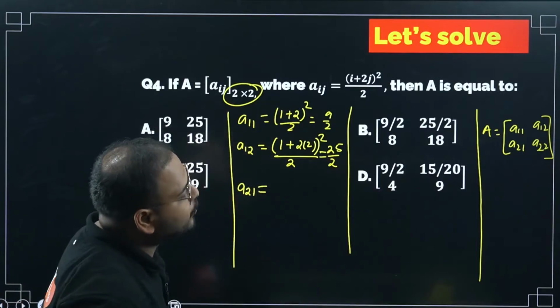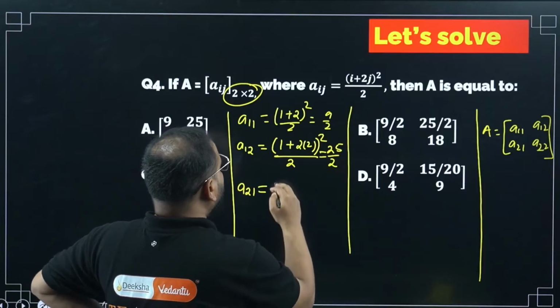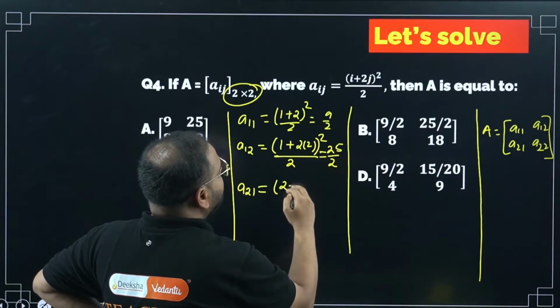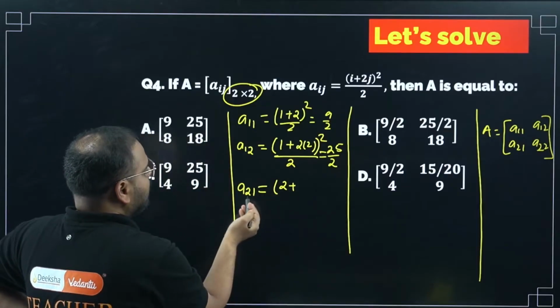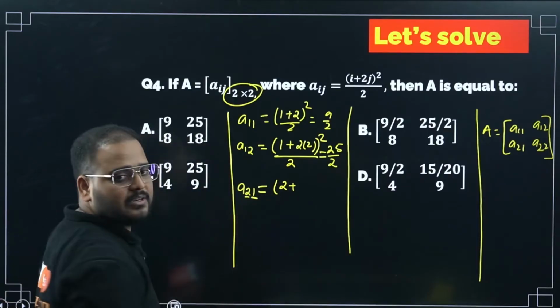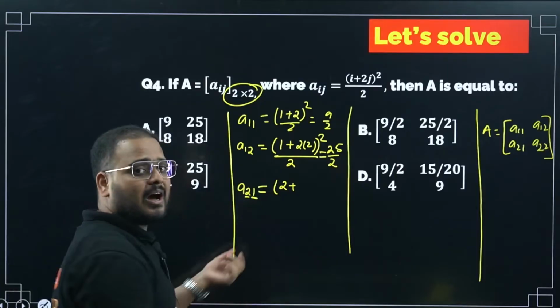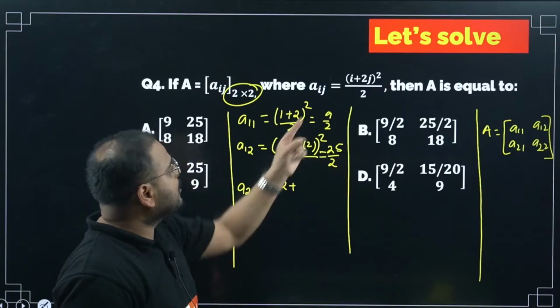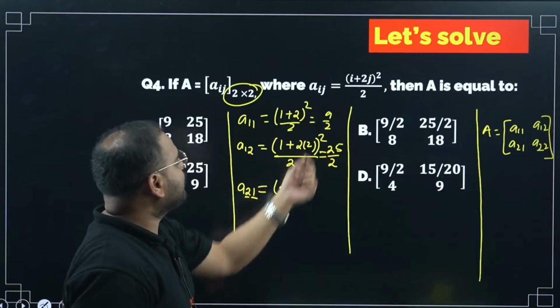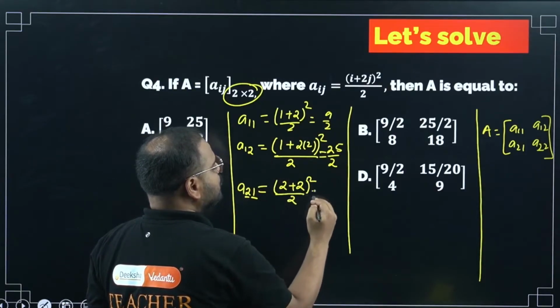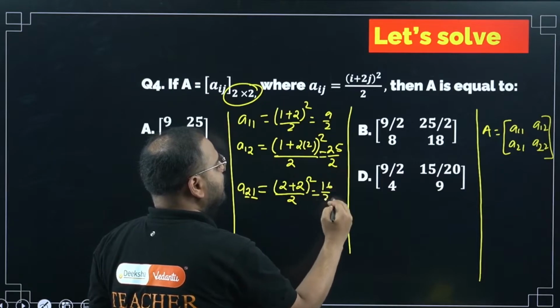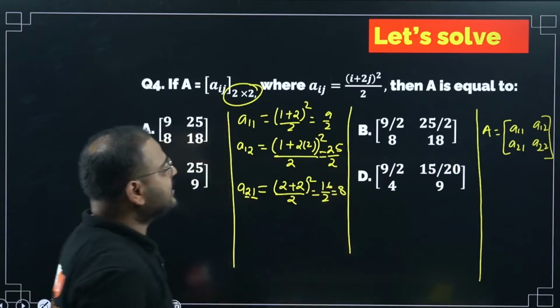A21 will look like this, bacha. So 2 plus 2 into j. j is nothing but 1. Check here: i is 2, j is 1. So 2 plus 2 into 1 will be 2, the whole square by 2. So 4 square will be 16 by 2. The answer is 8.